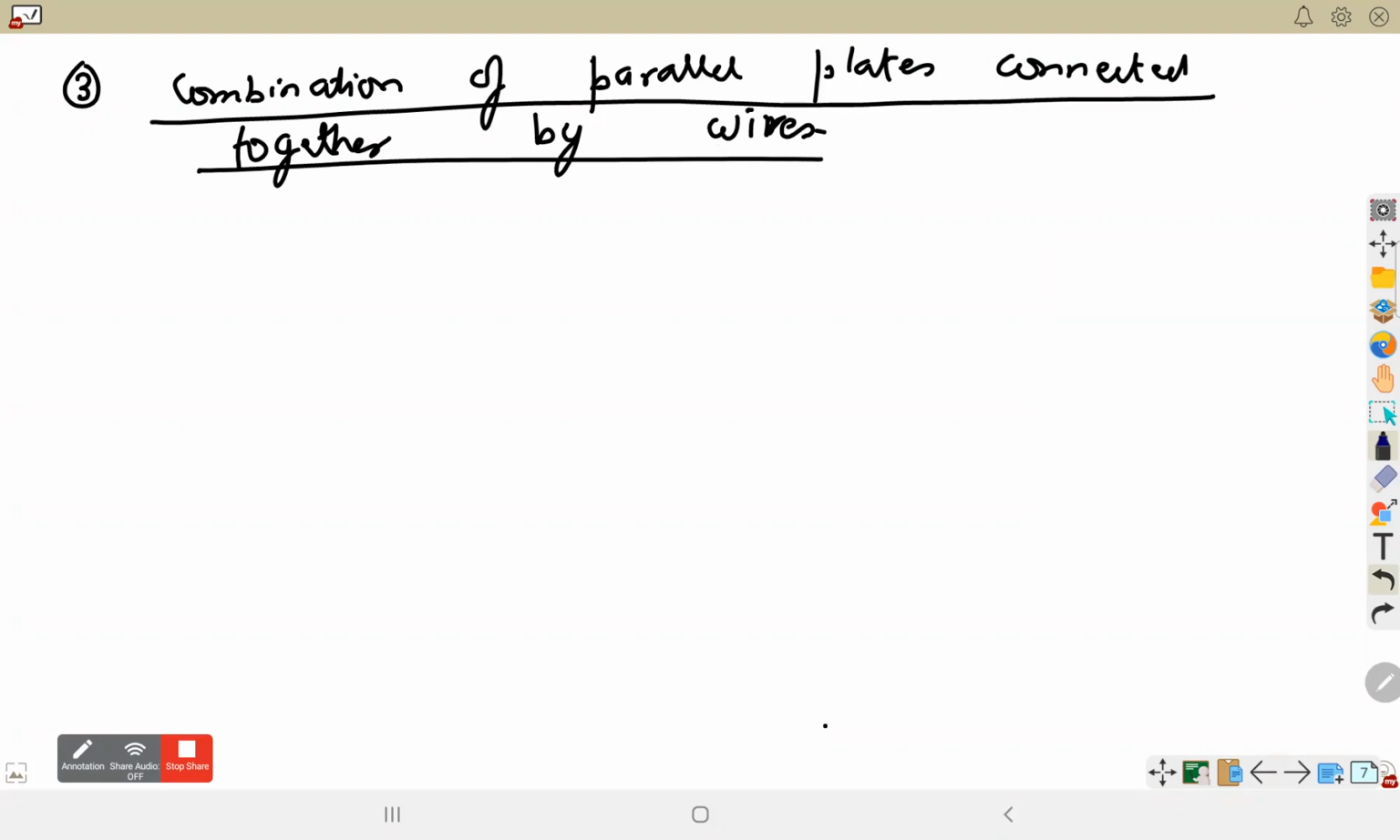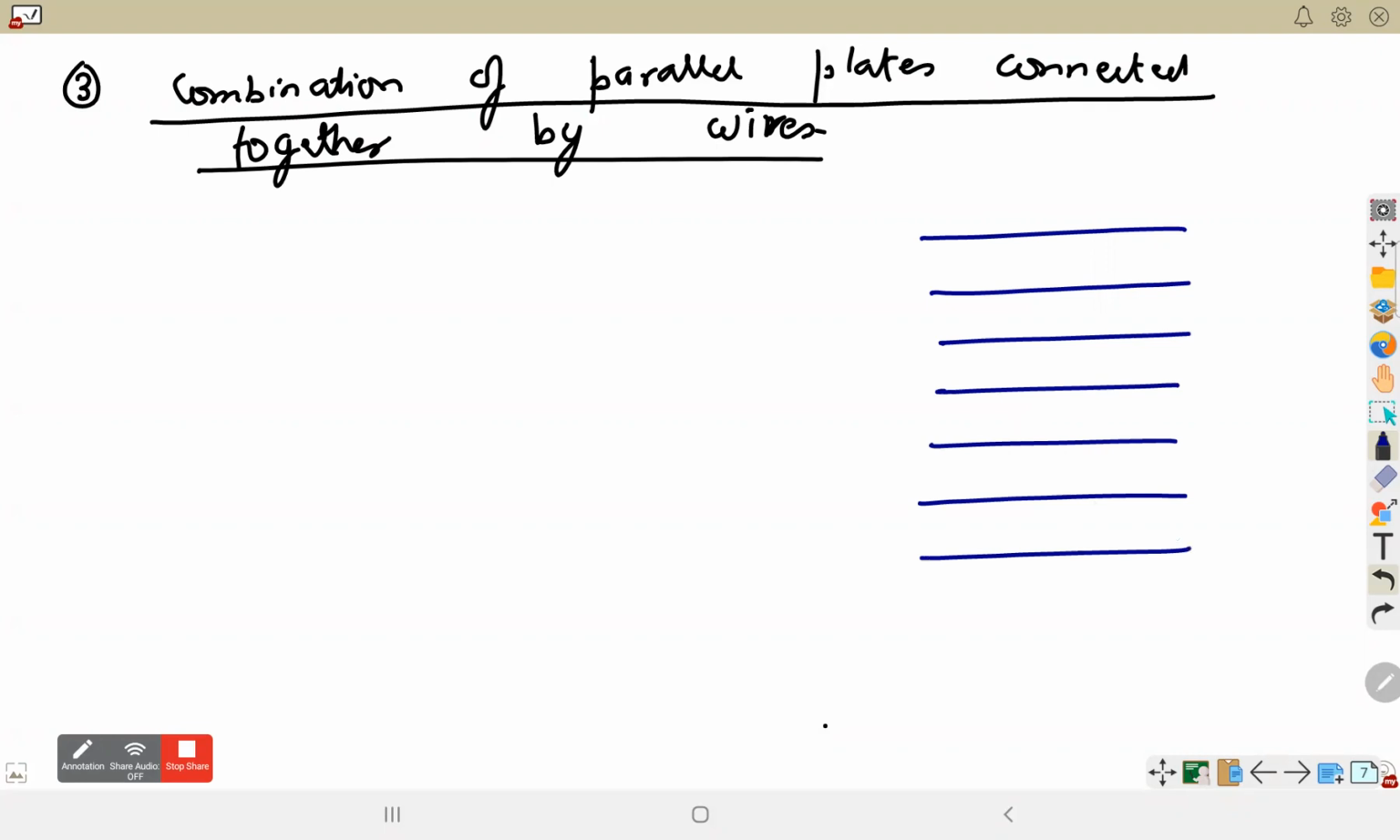So instead of a circuit, now there are multiple plates. Let's suppose 1, 2, 3, 4, 5, 6, 7. There are 7 plates. Each plate has area A, and the gap between the two plates is equal to D. Each plate area is capital A, and the separation between the plate is D.